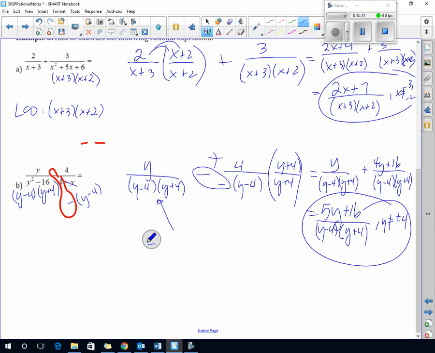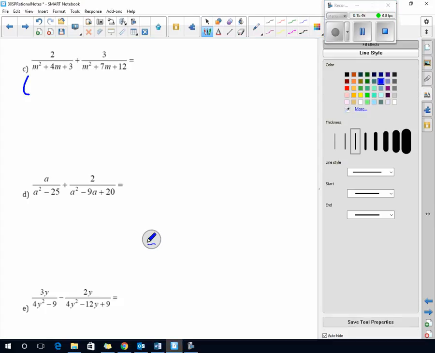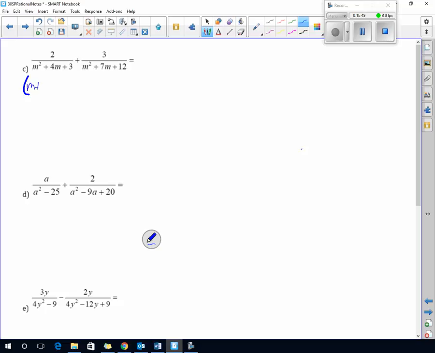Okay, this factors to be m plus 3 times m plus 1, and this is m plus 4 times m plus 3. So that is common. So 2 over m plus 3, m plus 1, and then I got to multiply this by an m plus 4 over m plus 4. Plus 3 over m plus 4, m plus 3. I have to multiply that by m plus 1.